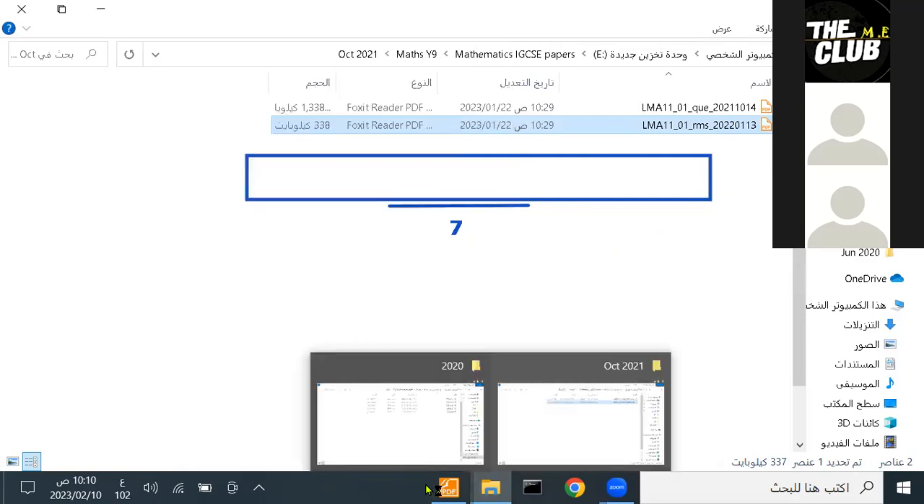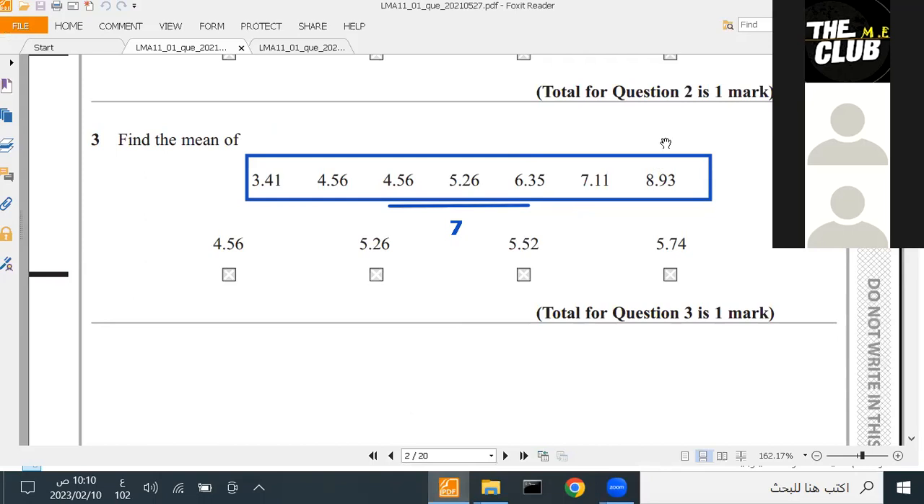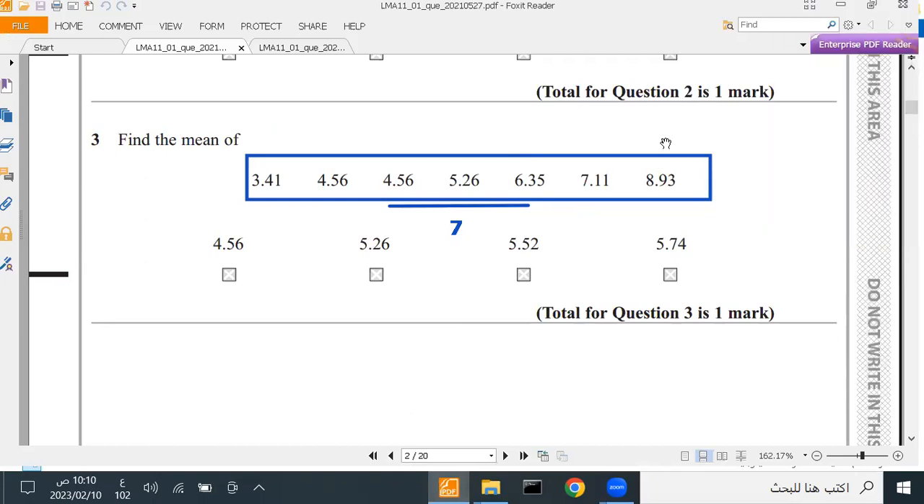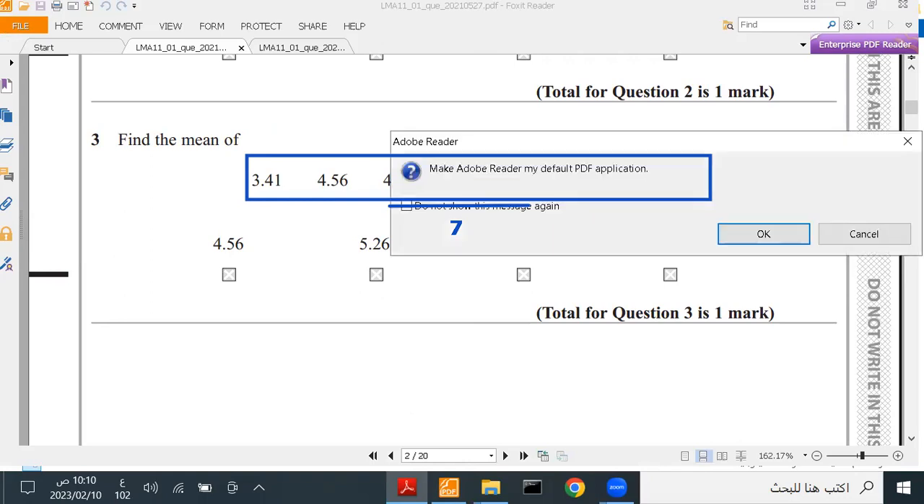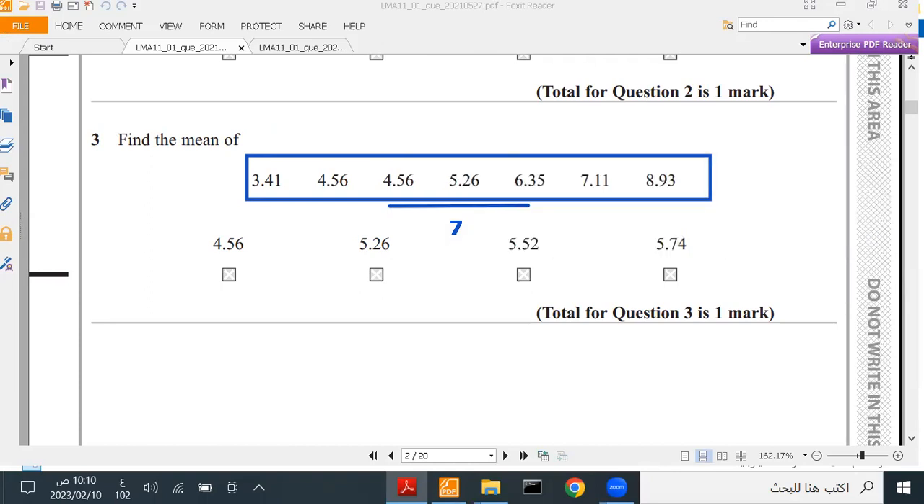Okay, let's go back to this. As we said, mean means what? It means you add them together and then divide them by 2. So once you add them together, we don't have 6. Wait. You divide them by 7 and then it gives you 5.74. And you divide them by 7. Yes, good. Good.